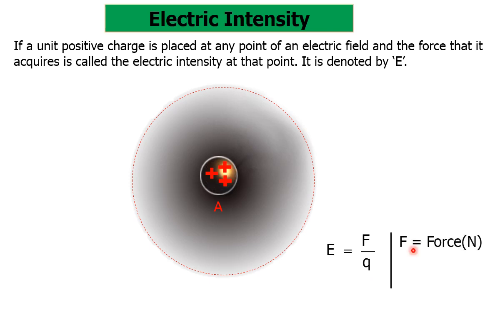Here F is force, whose unit is Newton, Q is charge, whose unit is coulomb, and if you put the unit of force and charge in the equation of electric intensity, we can write that the unit of electric intensity will be Newton per coulomb.